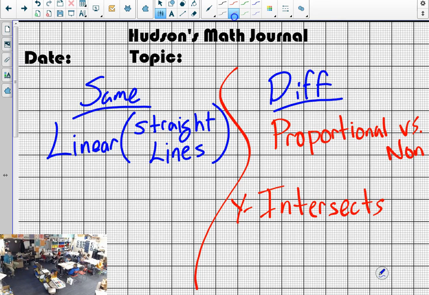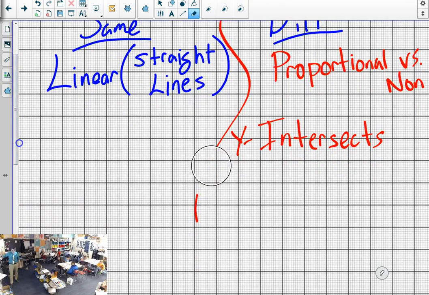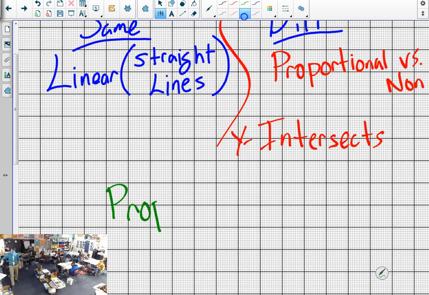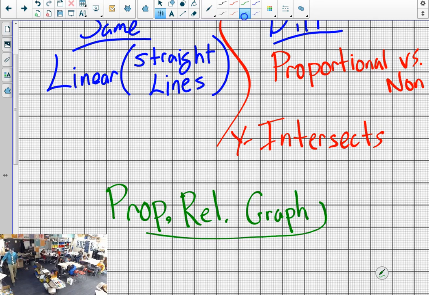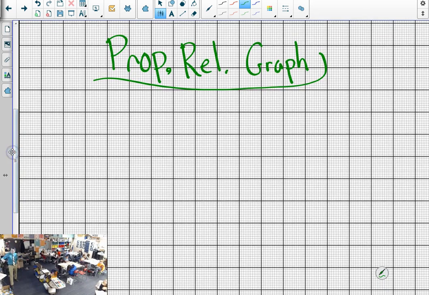So, here is what makes a proportional graph. Somewhere in your notes, please. And you can abbreviate it PropRel, proportional relationship graphs. Need two things. If we said that the one on the right is a proportional relationship, we identified one thing already.